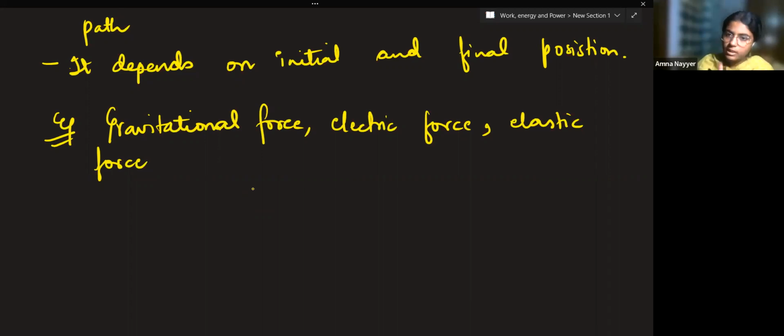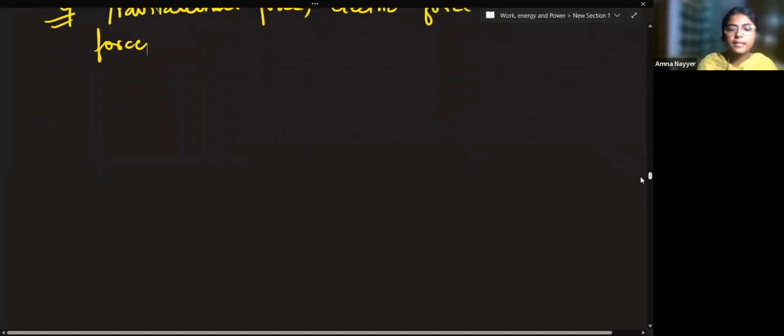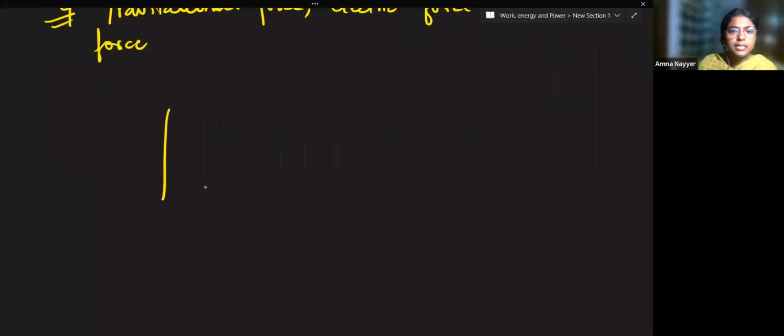So when you have these forces in nature, your total work done does not depend upon the path that has been traveled. It only depends upon the initial and the final point. All right. Or you can take some more examples also, like electric forces, elastic forces, all these forces that are present. Now, see, if you take the example, let's say work done, there's an inclination that I have taken.